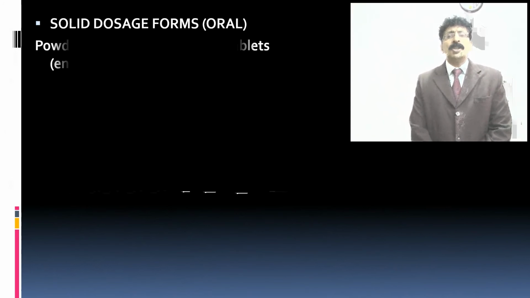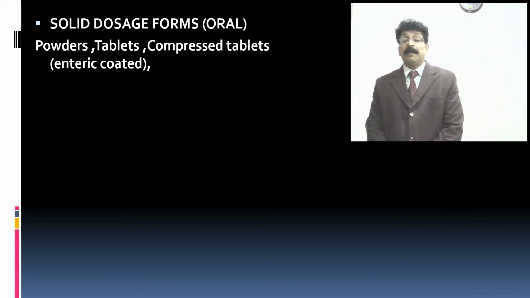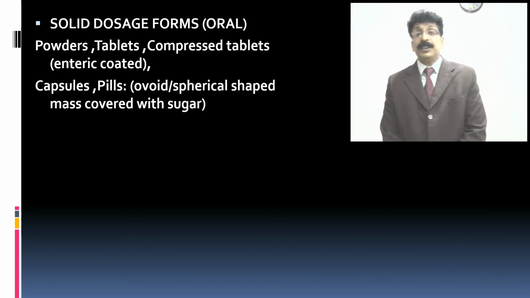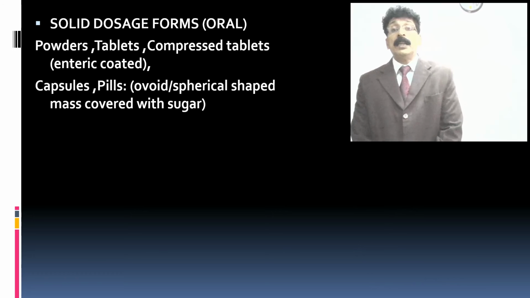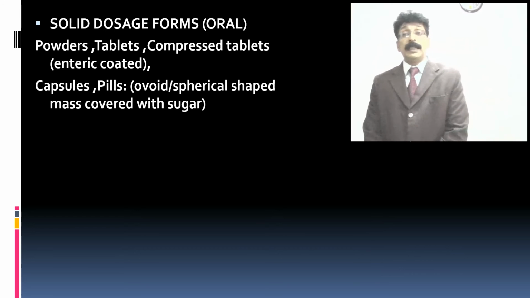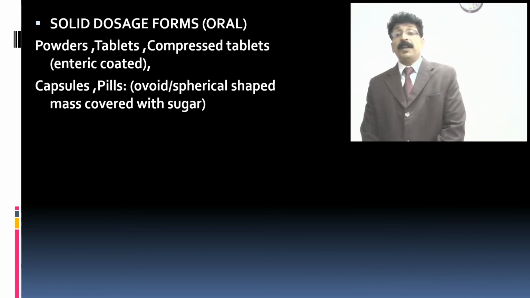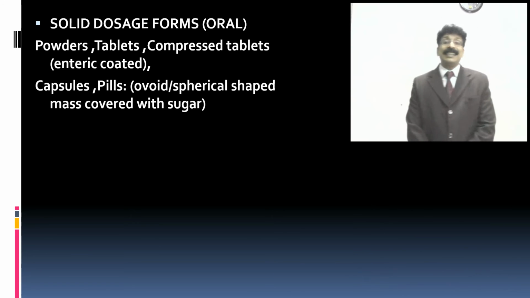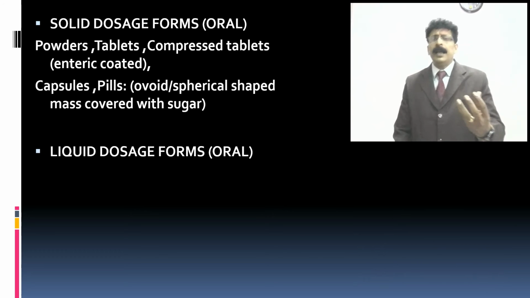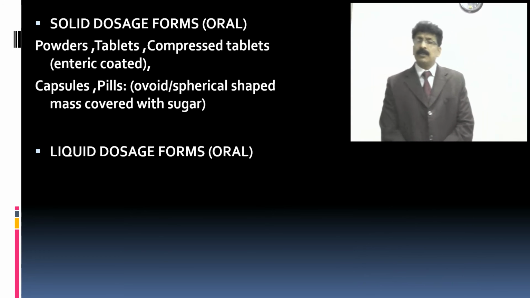Solid dosage forms: powder dosage forms are available. Tablets are there, compressed tablets, even enteric-coated tablets, sustained release tablets. There are various matrix tablets now available in the market. Capsules are also available in soft gelatin and hard gelatin capsules. Pills were prepared by means of a mold, in ovoid or spherical shape, a mass covered with syrup. It was an old method of preparation of solid unit dosage forms.